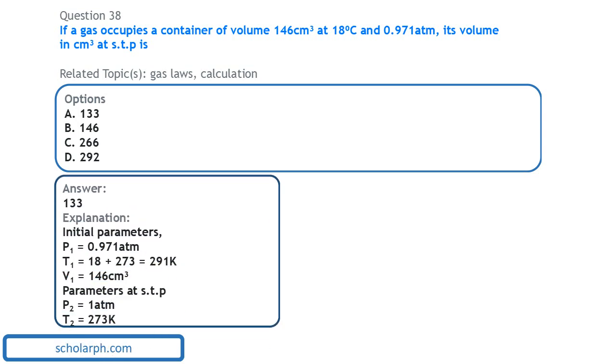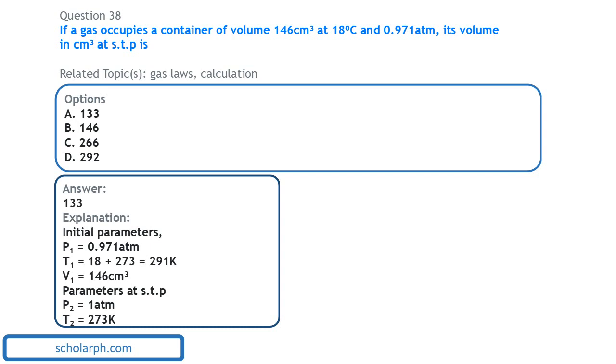Now let's look at the initial parameters that we have here. The initial volume V1 is 146 cm³. The initial temperature is 18 degrees Celsius. We will convert that to Kelvin by adding 273, and that will be 291 Kelvin. While the initial pressure is 0.971 atm. Those are the initial parameters.